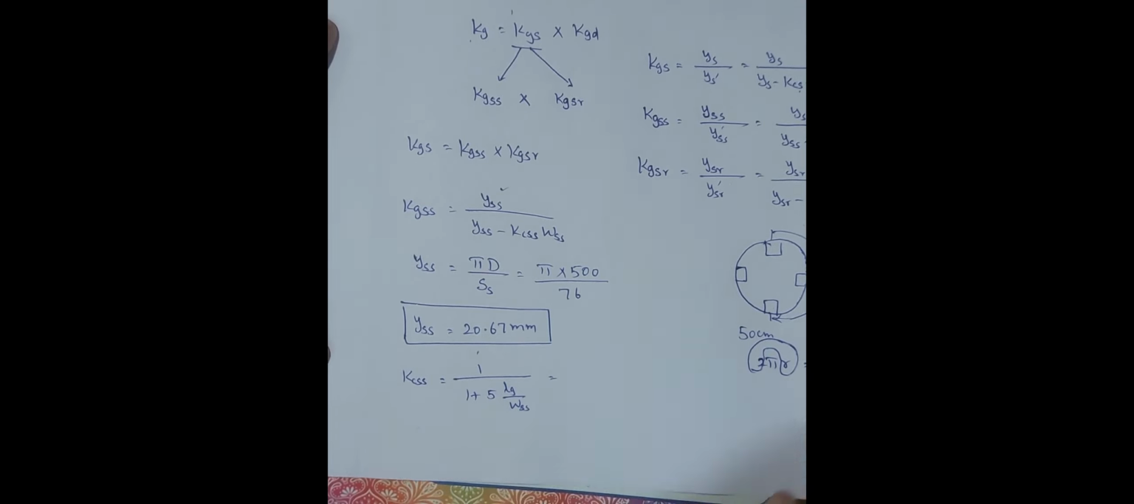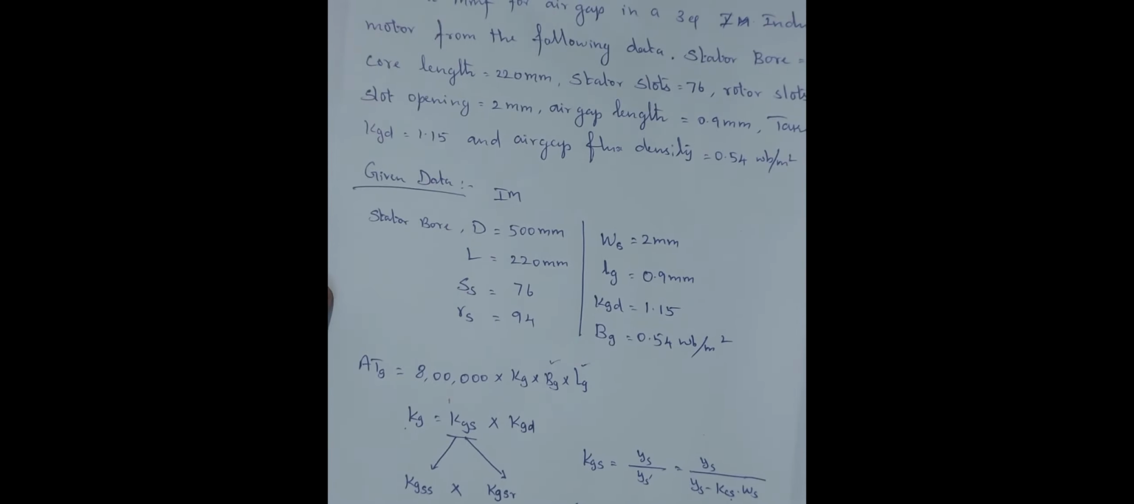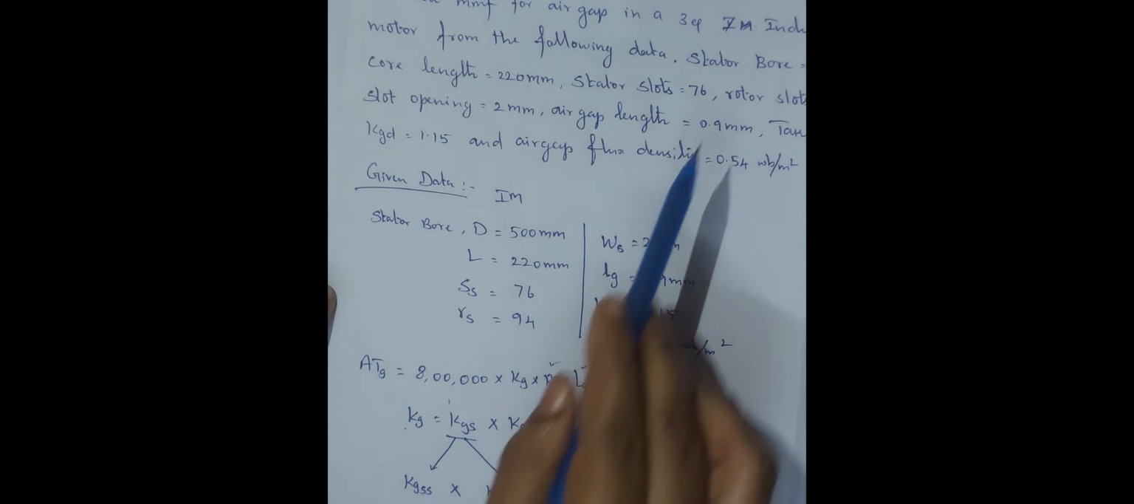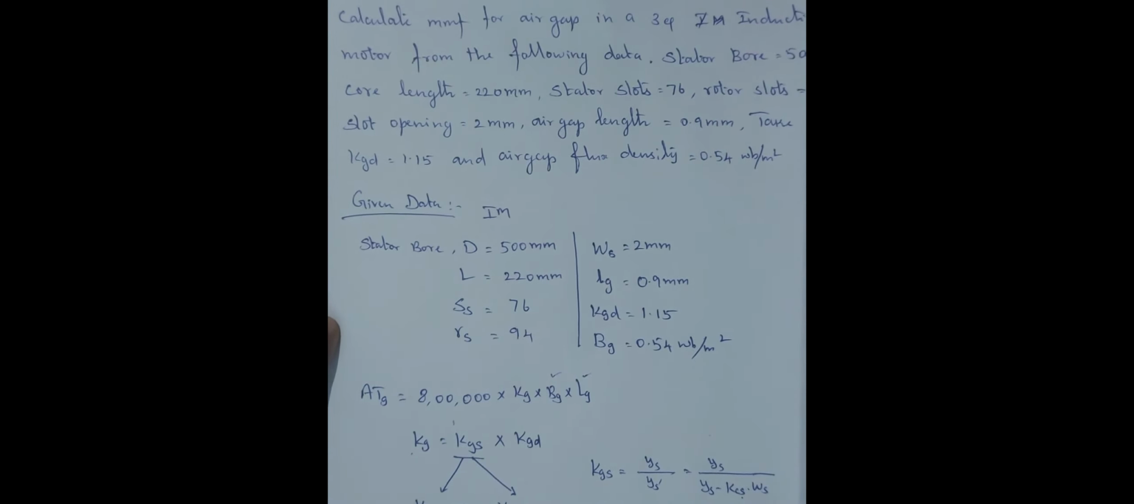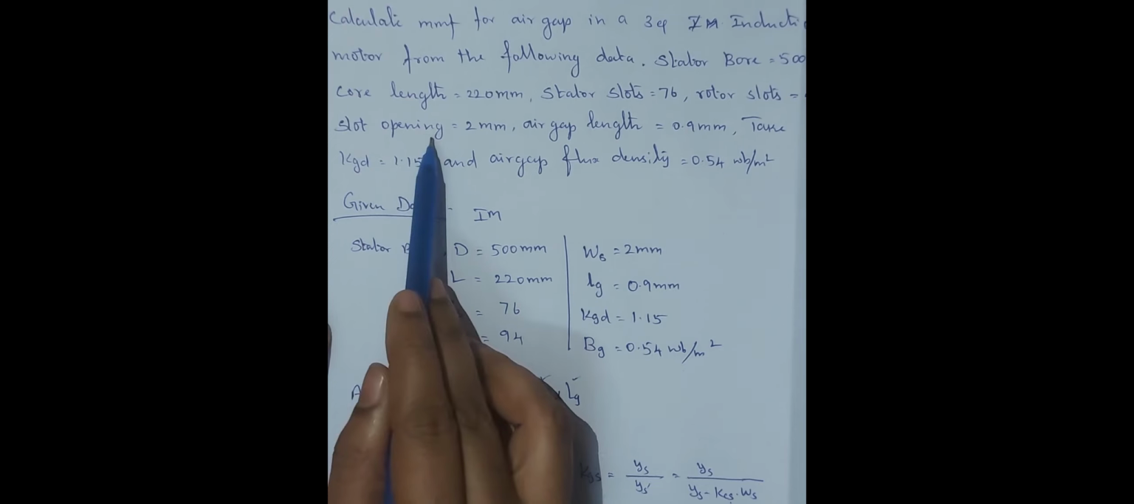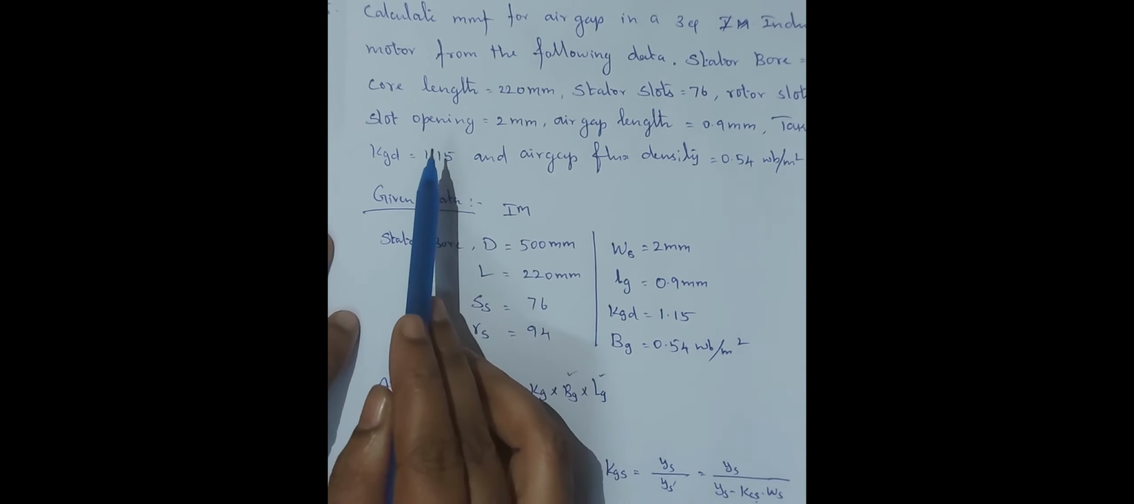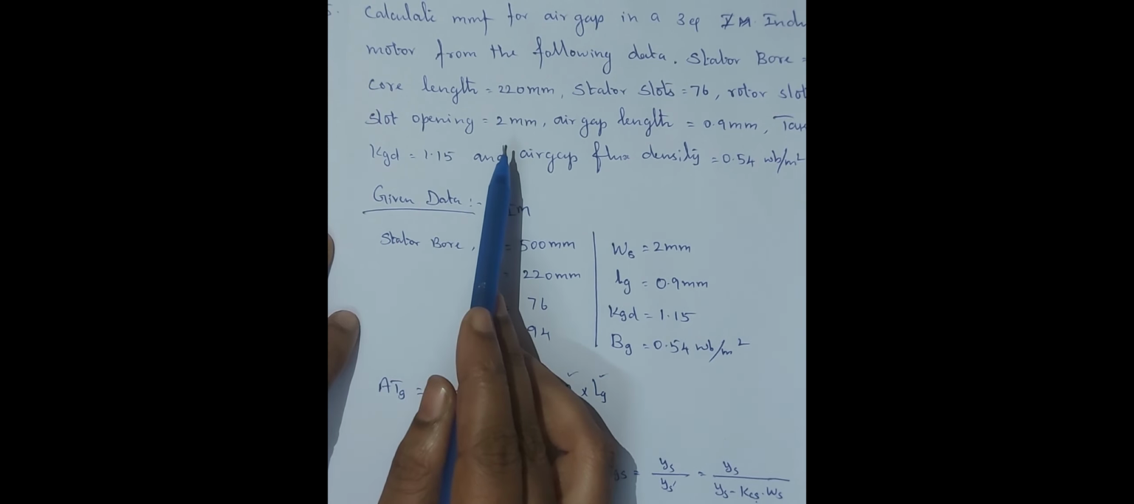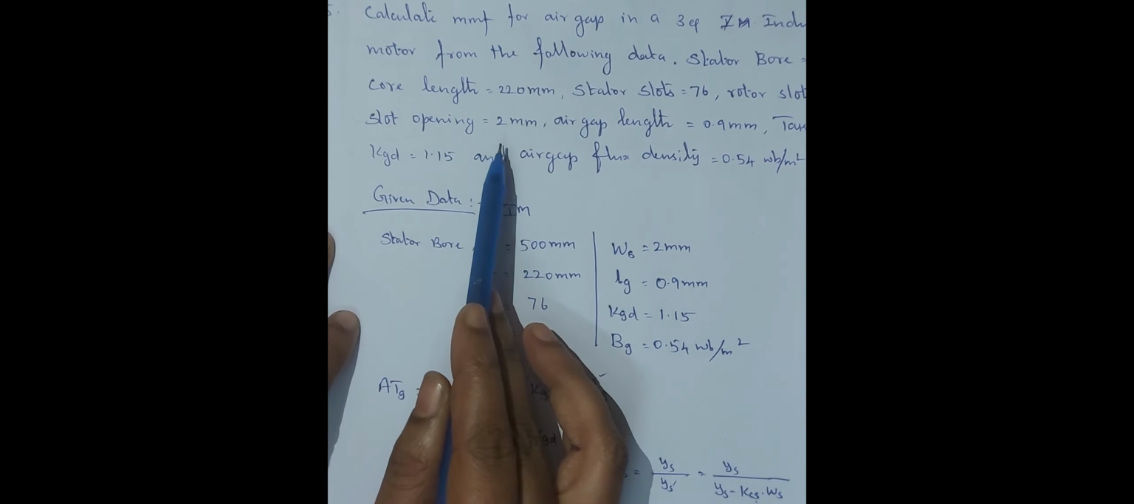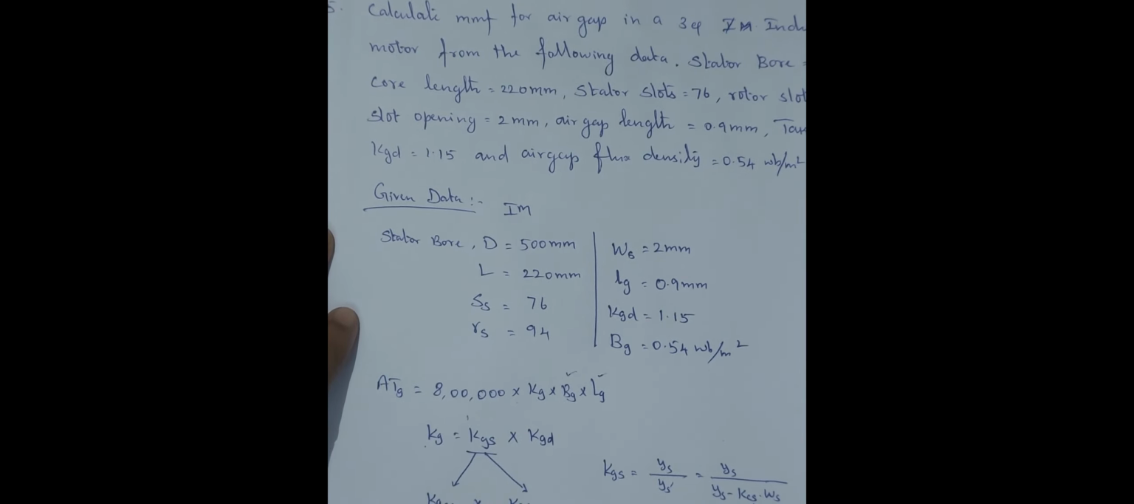Clear? Now in the problem, it is given as stator bore, and slot opening, which is nothing but slot width. It is not specified separately for stator or rotor. Since a common slot opening is given, this is the slot width for stator as well as rotor. So we take the same value, 2 mm, here also.